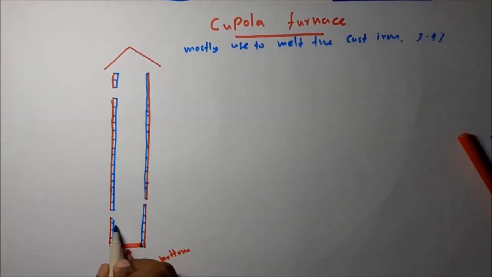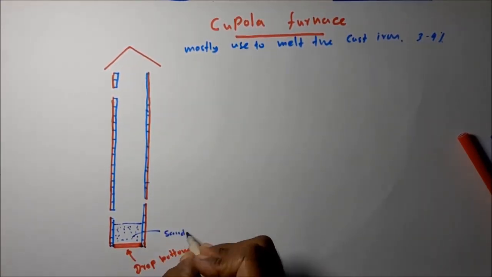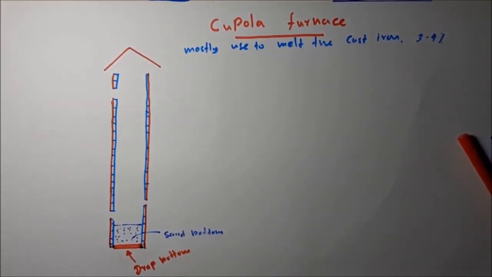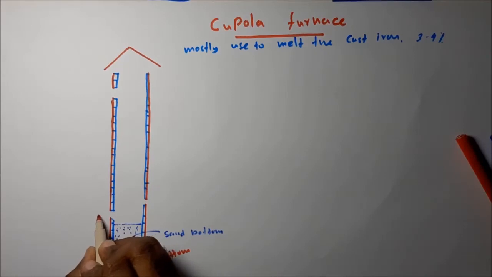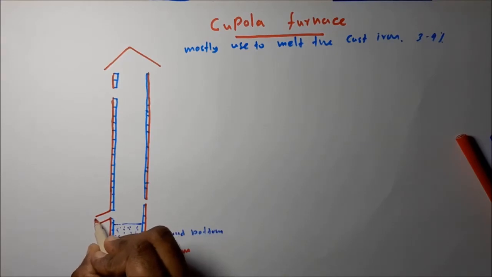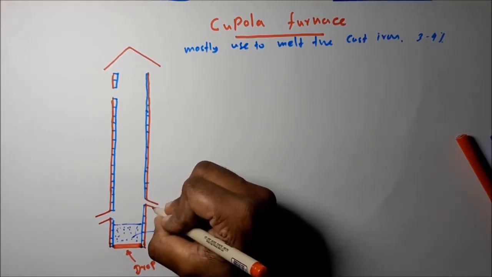Then it has the sand at the bottom. Okay, sand bottom. Then the tapping spout. This is where the molten metal is taken out. Then the slag spout. The slag is taken out from this end.